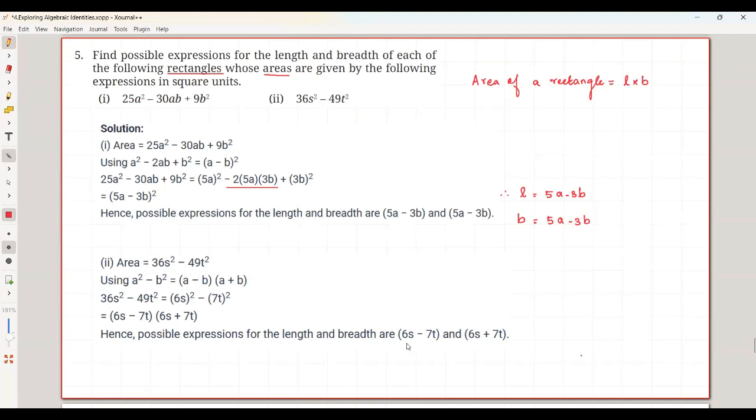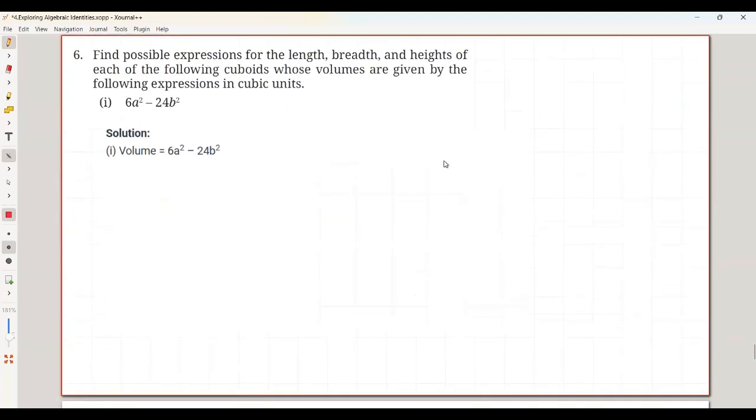Now here this is our length. So the answer: length is equal to this and breadth is equal to this. Now the next one, the sixth one: find possible expressions for the length, breadth and height of the following cuboid, which is three-dimensional, whose volume is given.